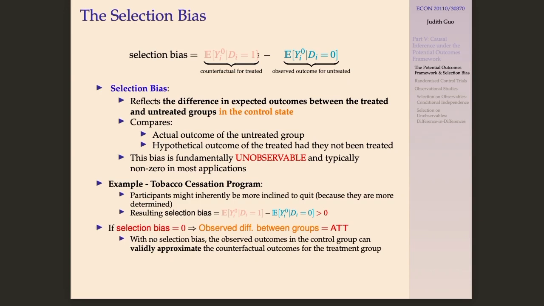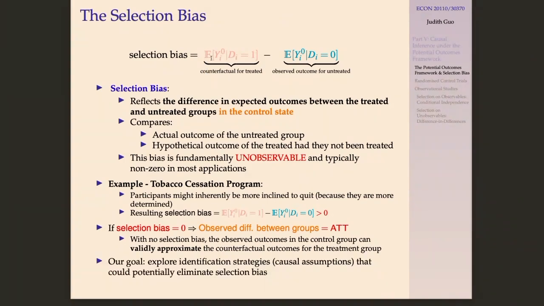Because without the selection bias, the observed difference between groups will recover the treatment effect that we are interested in, the average treatment effect on the treated. You can think of this as, with no selection bias, basically these differences are zero. Then we can use the observed outcome for the control group as a reliable prediction, approximation, estimation of what would have happened to the treatment group in the control state.